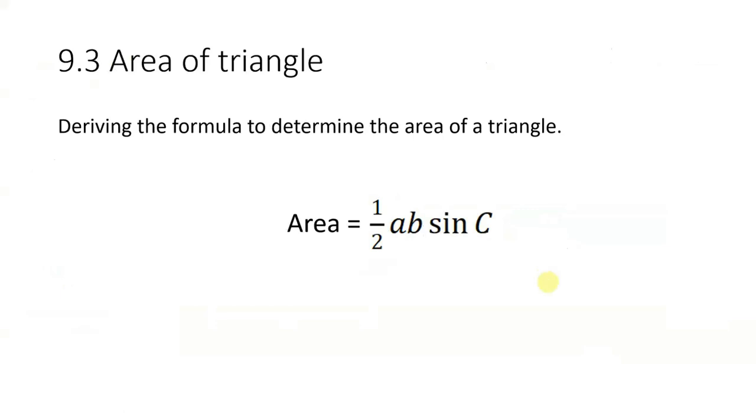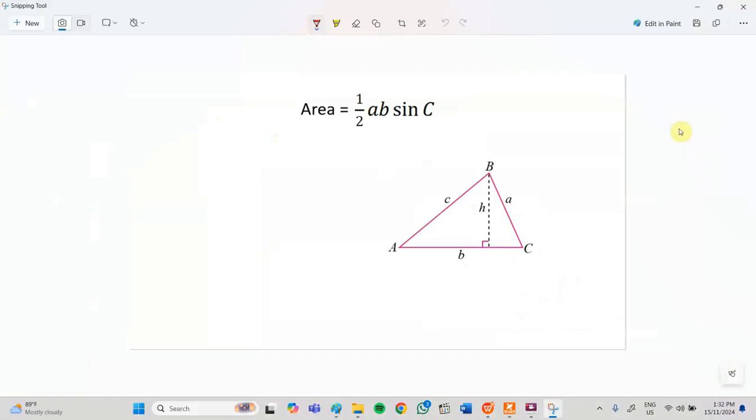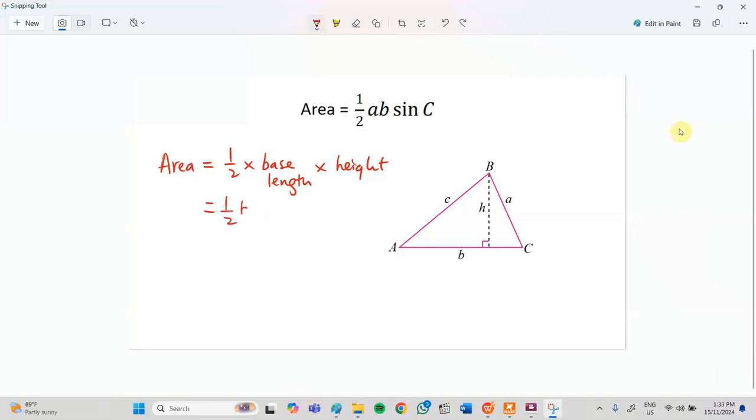Then we have the last formula for Form 4, the area formula of a triangle. To derive this formula, we need the triangle again. Similarly, you need to draw the height, which is denoted by h. And we are going to use the basic area formula for a triangle, which is 1 over 2 times the base length times the height, which is your h here. So the base length here is actually AC, or also denoted by the small letter b, where the height is h.